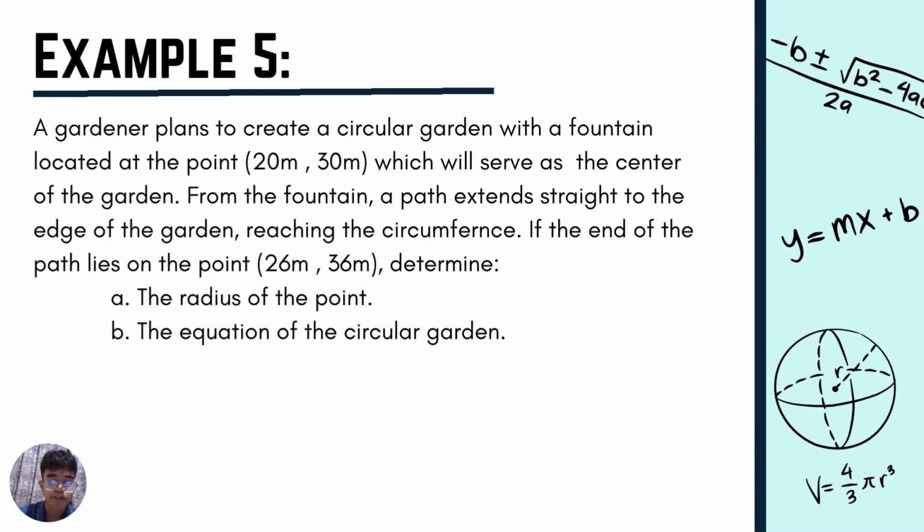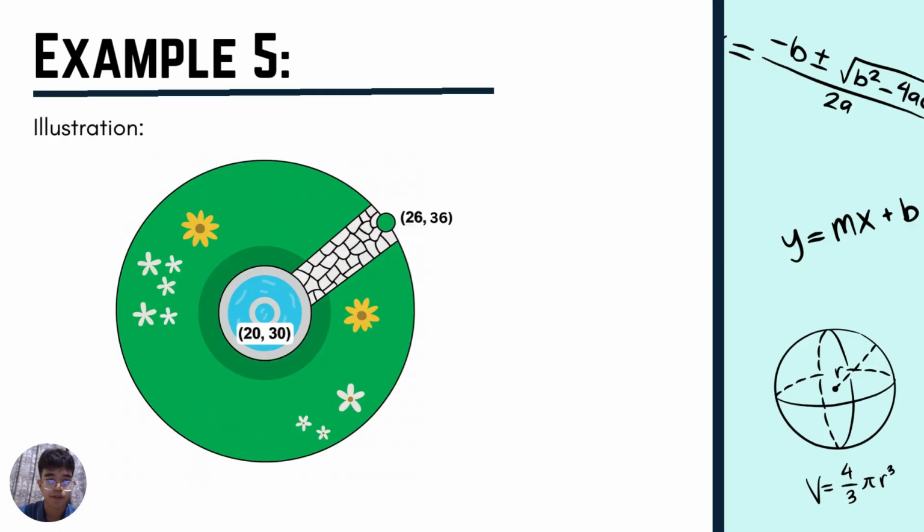Now let us try an application of circle. A gardener plans to create a circular garden with a fountain located at the point where the x coordinate is 20 meters and the y coordinate is 30 meters, which will serve as the center of the garden. From the fountain, a path extends straight to the edge of the garden, reaching the circumference. If the end of the path lies at the point where our x coordinate is 26 meters and our y coordinate is 36 meters, determine the radius and the equation of the circular garden. So this is the illustration of the problem.